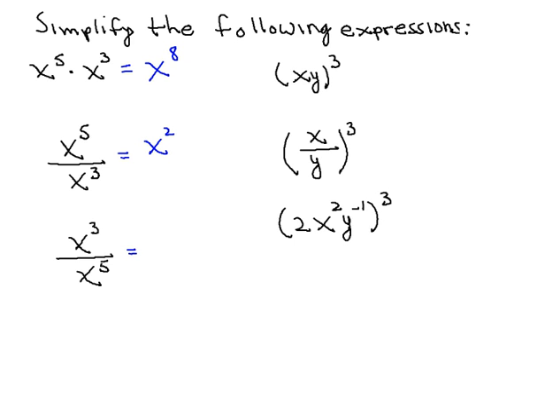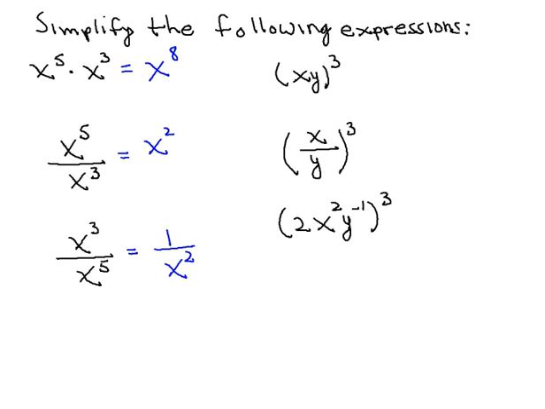And the one underneath that, we have x to the third divided by x to the fifth. Again, we'll subtract exponents, but because the larger power is in the denominator, we'll put the result there. So we end up then in this case with 1 divided by x to the second power.